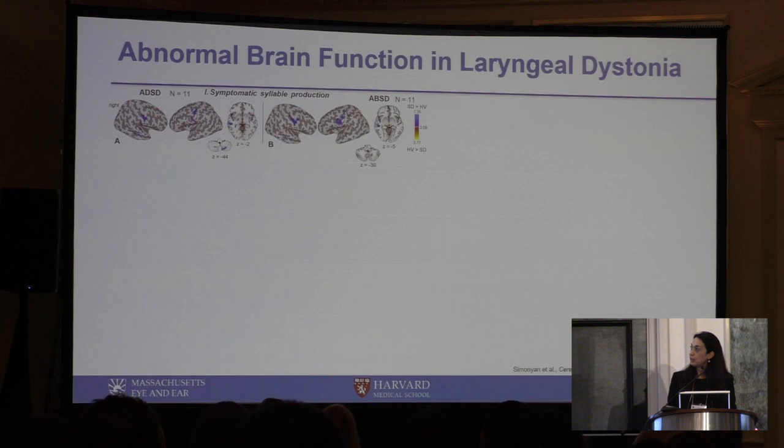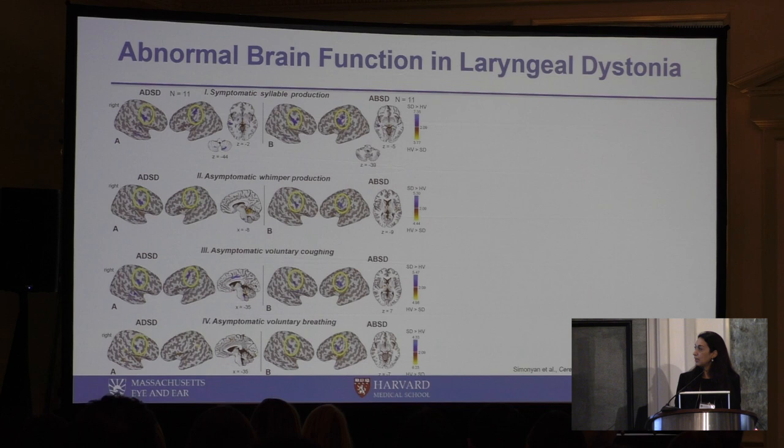So what we found was that brain activity is highly increased in patients, as you see here on these brain surfaces, with blue showing increased activity and with red, orange showing decreased activity compared to healthy subjects. These patterns were quite similar in both adductor and abductor form. What was interesting is that even during asymptomatic whimpering, coughing, and breathing, some of these abnormalities were preserved, specifically in sensory motor areas, while basal ganglia, thalamic and cerebellar changes were pretty much normalized during asymptomatic voice production or laryngeal behaviors.